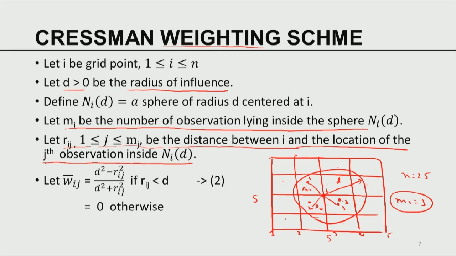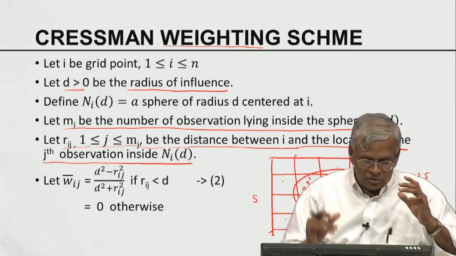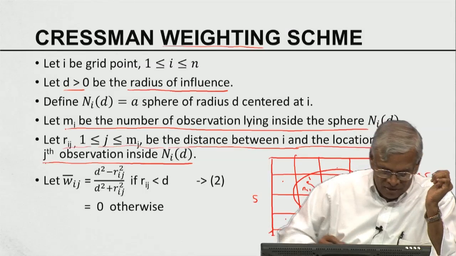So I am trying to divide the observations into two groups, one that influences I, the other that does not influence I. If I pick D to be very large, every observation would affect I. If I pick D to be very small, only a smaller number of observations will affect I. There is no formula for the choice of D, but it makes sense to think about the notion of observations influencing a grid point, and the influence depending on the distance. So that is a very beautiful and fundamental idea.